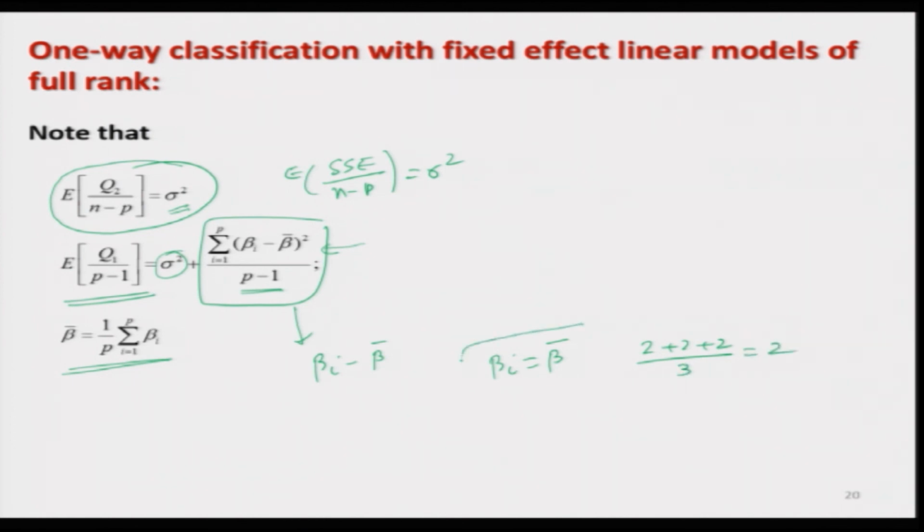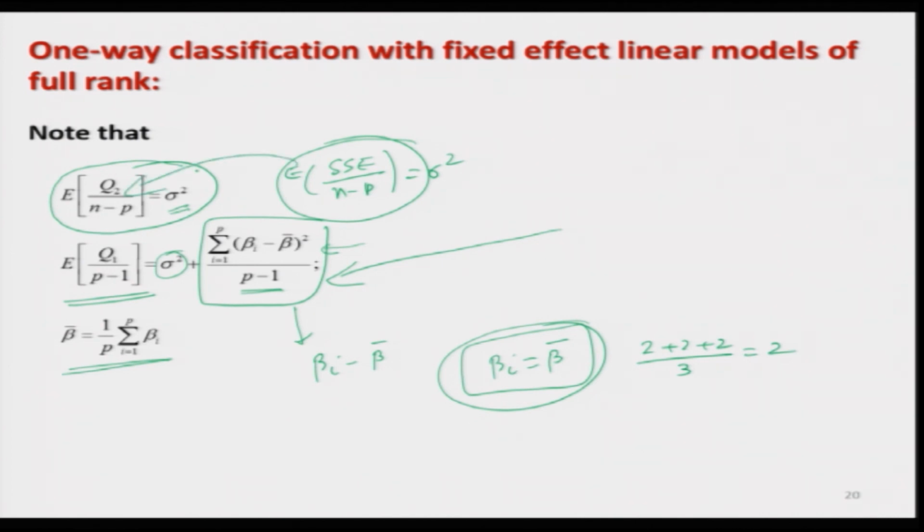That is what I am trying to say here: by the condition beta i equal to beta bar, when all of beta 1, beta 2, up to beta p are the same, they are going to be the same as beta bar. This condition also indicates that there is no variation among the populations, and whatever variation is present in the data is just due to the random errors, which is being measured by the sum of squares due to error, or Q2. So now you can see that this is giving you the same answer that you expected.